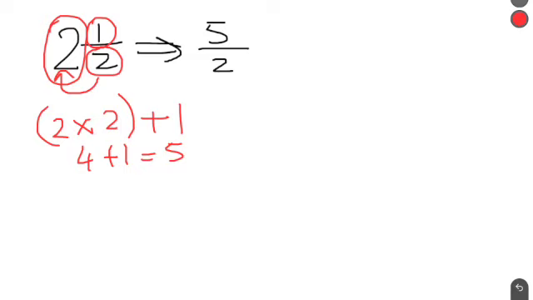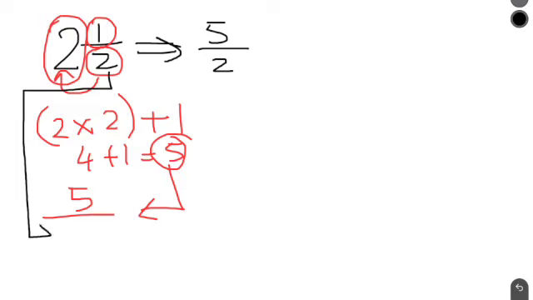Okay, so what do we do with this 5 now? We then take this 5 and put it in our numerator, and we bring down the denominator that we're working with, which in this case is a 2. Okay, and this is how 2 1/2 turns into 5/2. This is how we convert a mixed number into an improper fraction.